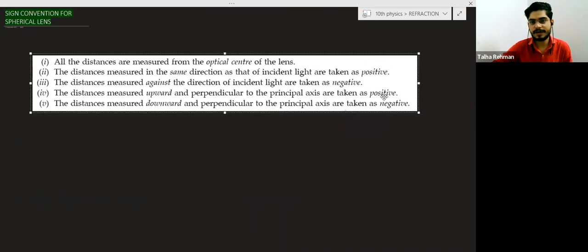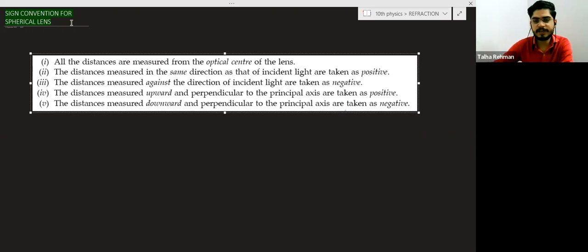is required for solving the numericals, and numericals are very, very important from the exam point of view. So for that, this is the sign convention for all types of lenses. Means for the convex and the concave lens, the sign convention will be followed.